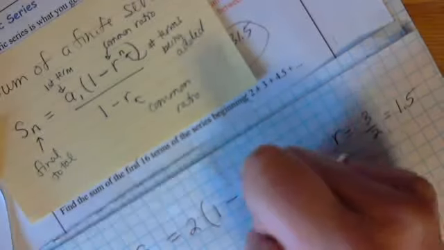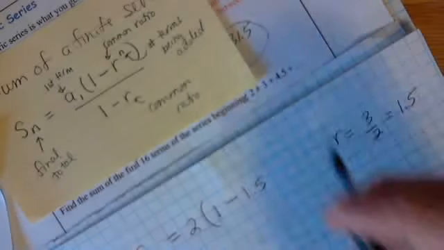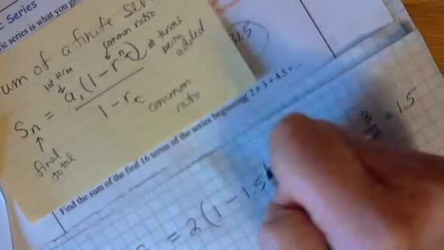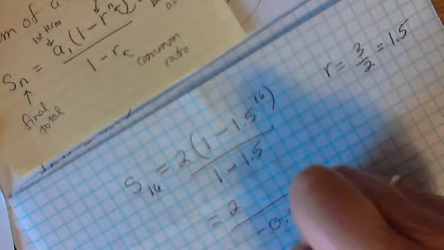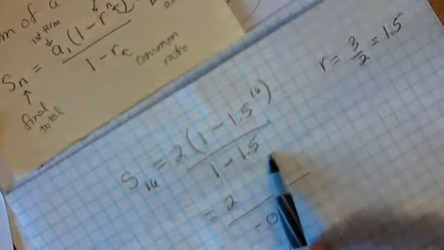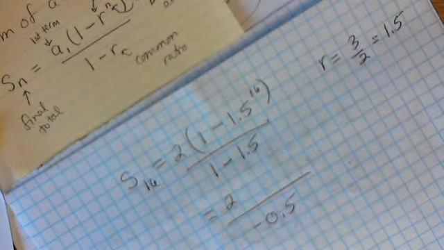So 1 minus 1.5, and that has to get raised to the n power, and n is 16. I'm finding the sum of 16 terms, and over 1 minus my common ratio again, 1.5. We're going to need to do some simplifying, and let's simplify the bottom first. 1 minus 1.5. Won't that be negative 1/2? Negative 0.5? 1 subtract 1.5. Check it on the calculator if you don't believe me.